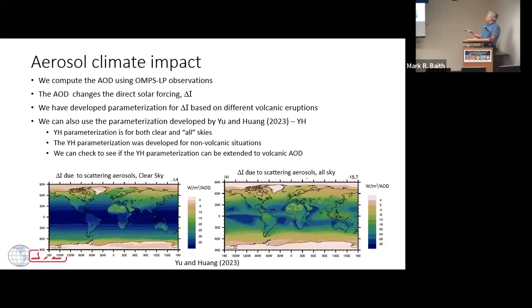And it's a very nice parameterization because they have not only clear skies where there's no clouds, but they also include a cloudy sky case. And there's less surface effect, obviously, if there's clouds, and you can see that in here. The blue is the strongest effect, and the green is almost zero. So the amount of clouds also reduces the amount of radiation hitting the surface. So this is watts per meter squared per AOD here. So we're going to look at both these, the Yu and Wang parameterization as well as our own.